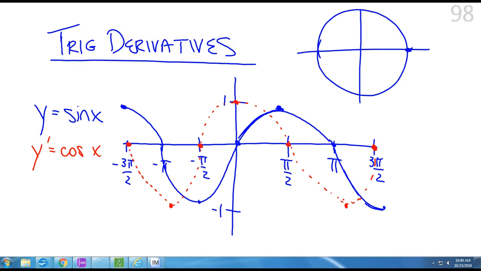Questions on what I'm doing to get it? Does it work the other way around? Well, that's what we're about to find out. So, what if I gave you cosine?